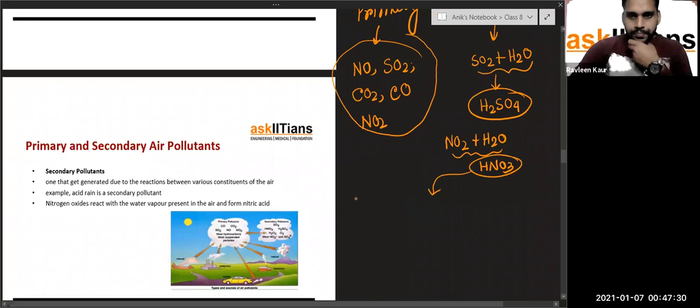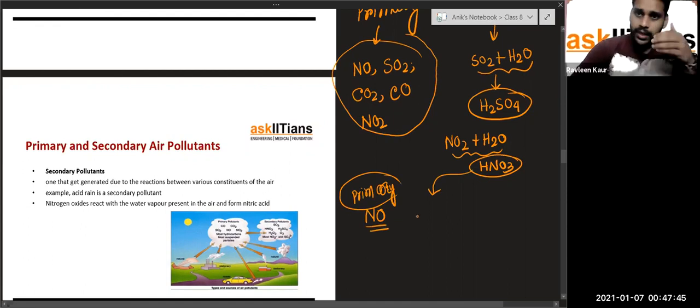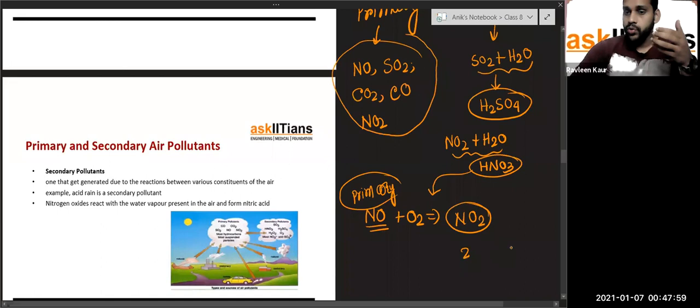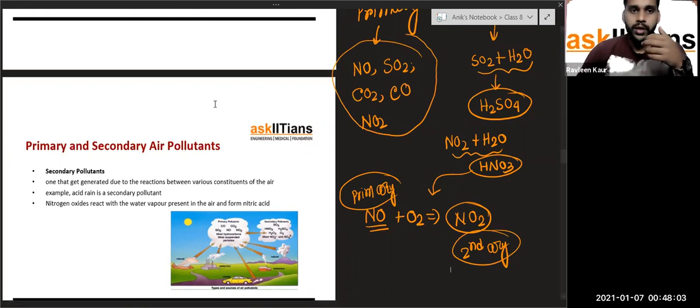NO is a primary air pollutant, right? Now, after getting released, when this NO reacts with the oxygen present in the atmosphere, it forms NO2. Now this NO2 is a secondary air pollutant. Getting my point? Okay, now look at this picture over here.